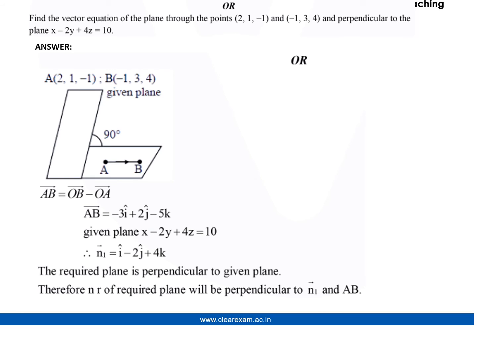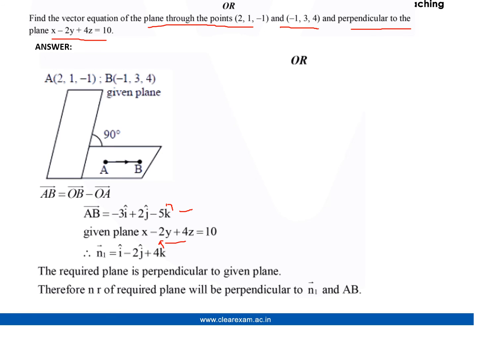The second question in our part is, find the vector equation of the plane through the points (2, 1, minus 1) and (minus 1, 3, 4), and perpendicular to the plane x minus 2y plus 4z equals 10. So this is the given plane, and AB vector is minus 3i plus 2j minus 5k cap. And the given plane is x minus 2y plus 4z equals 10, and n vector is i cap minus 2j plus 4k cap.